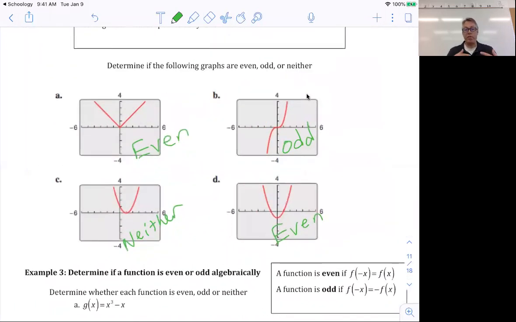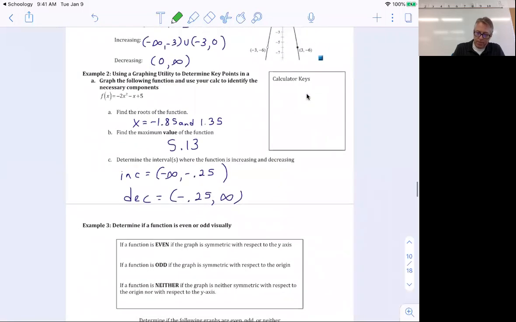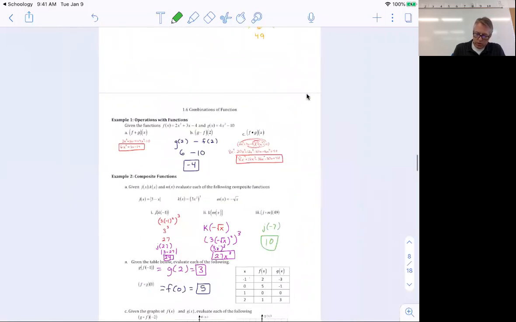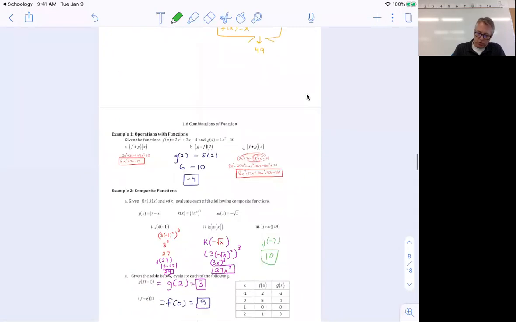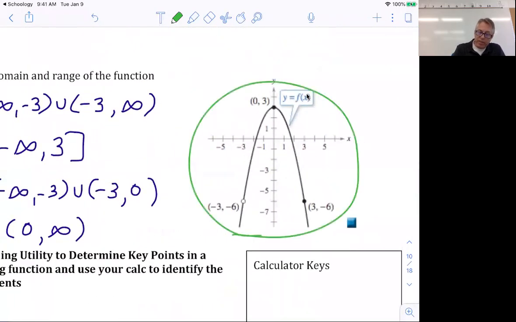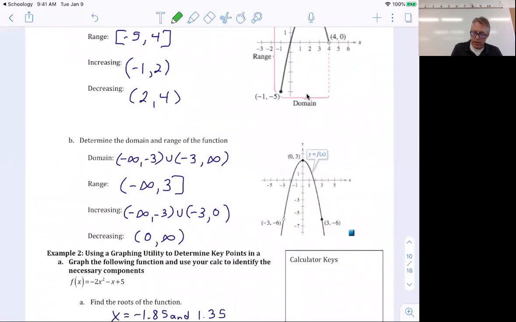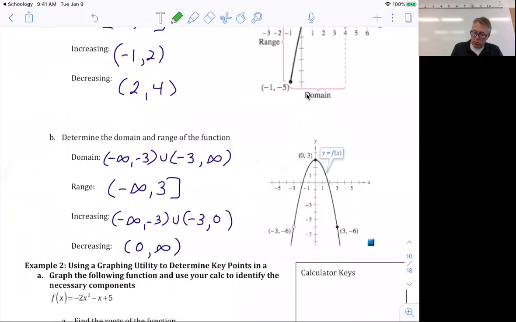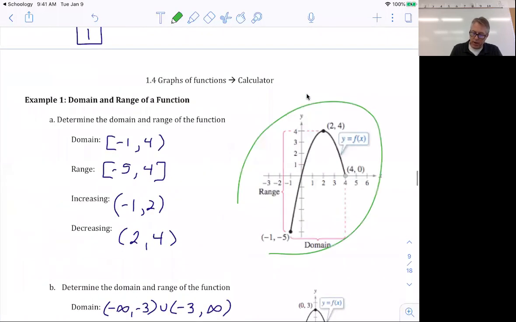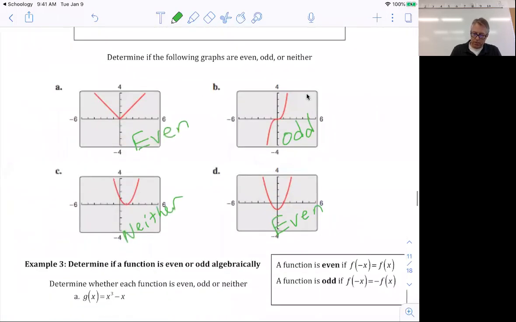So think about our parent functions that we talked about, and that's the connection that we're making, whether or not they are even or odd. So looking back over parent function, or on our other sheet, I'm sorry. But this would be an example of an even function. If reflected over the y-axis, the left side would fold right on top of the right side. That would be neither. All right, so far so good. Any questions yet?